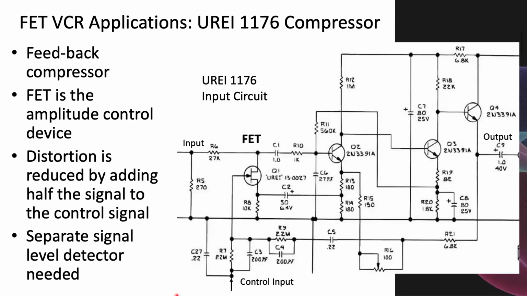And of course, because it's a field effect transistor, it needs a voltage, so we actually need a separate signal level detector, which is extra hardware, but also gives the opportunity of adjusting the attack and decay and the other things we might want to do with control of a compressor. And just to show there, that shows the feedback path to reduce the distortion as well as the control input.